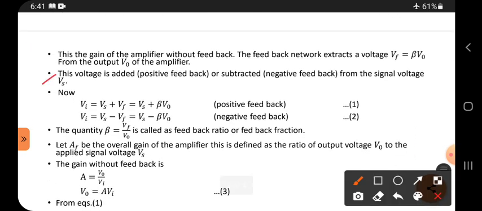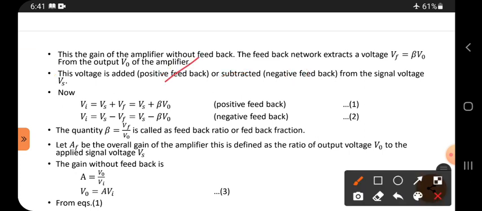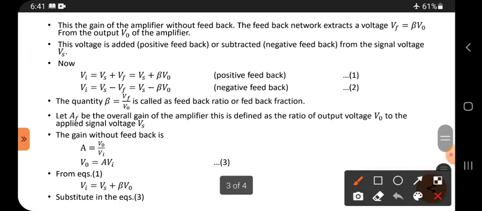This voltage is added if it is positive feedback. This voltage is subtracted if it is negative feedback. Okay, addition can give a positive feedback, and reduction or subtraction can give the negative feedback from the signal voltage. So here, if you add to the signal voltage, positive feedback. If you subtract from the signal voltage, negative feedback. See here, that is in terms of formula.